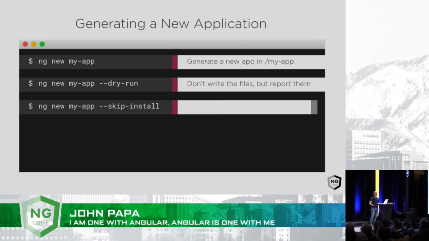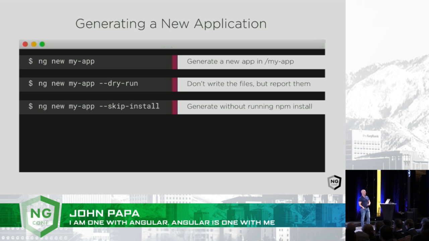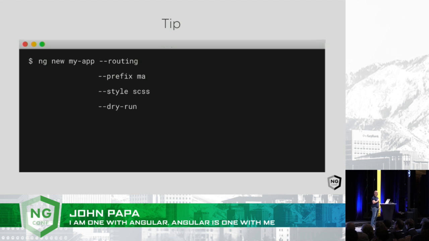And then maybe you're at a place where npm install takes like 180 days. So you want to use skip install. It's great to sometimes generate the code and then later use npm install or switch to yarn. The CLI supports both.